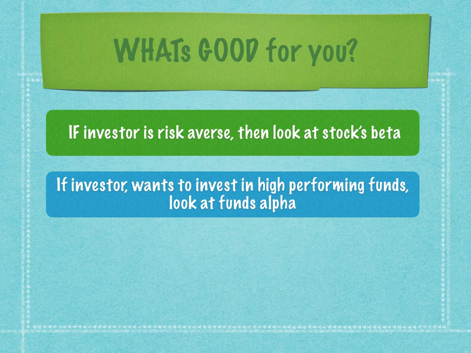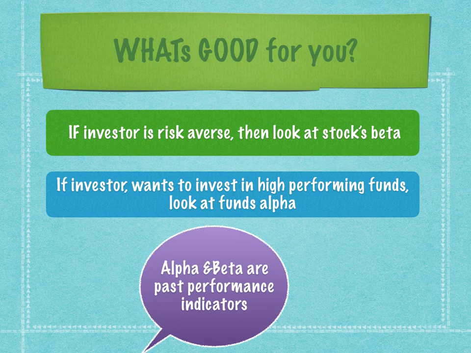So my suggestion is always when you're starting off your investing journey, look at the fund fact sheet, look at the alpha beta because all of these are extremely strong indicators of mutual fund performance. But remember, alpha and beta are both past performance indicators and are not any indicator of future performance.